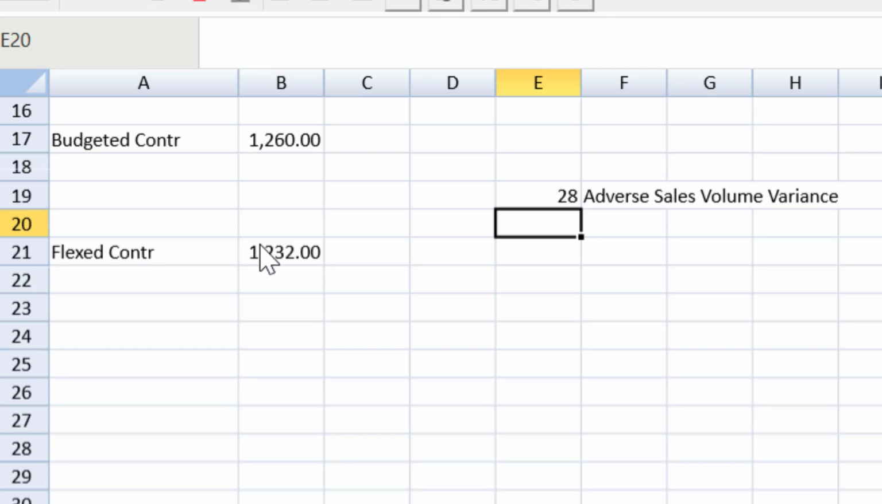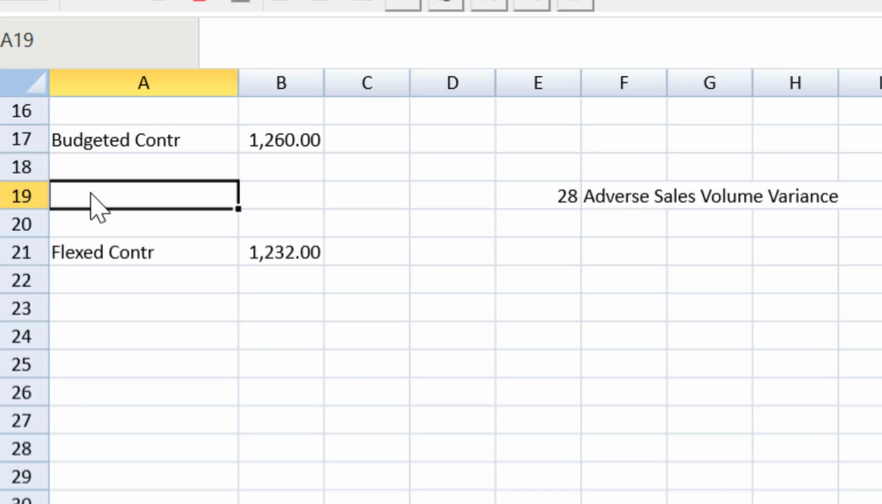I would like to understand why that number is adverse. What is the cause of this? And to do that, let's drill down into that number and see if the cause is a decline in the market size or a decline in the demand for our products, or did we sell fewer units than expected in this declining market? In order to do that, I am going to revise the budget.